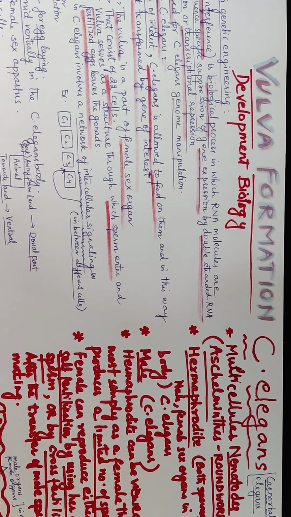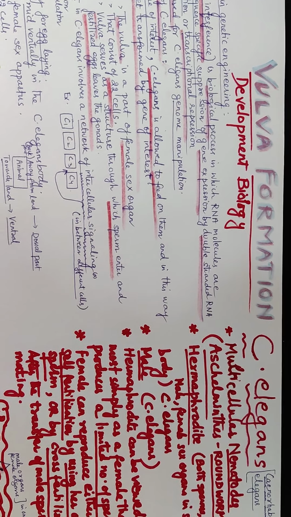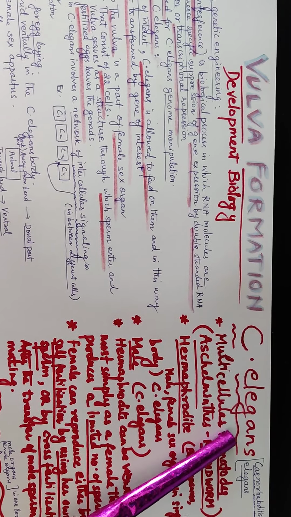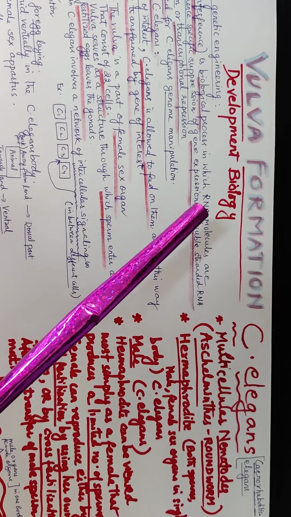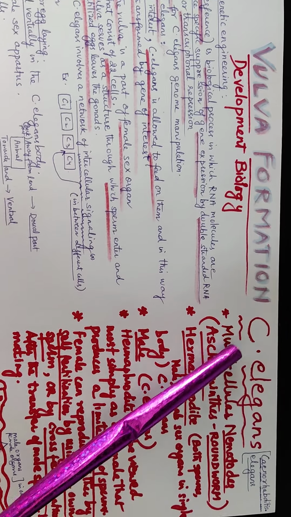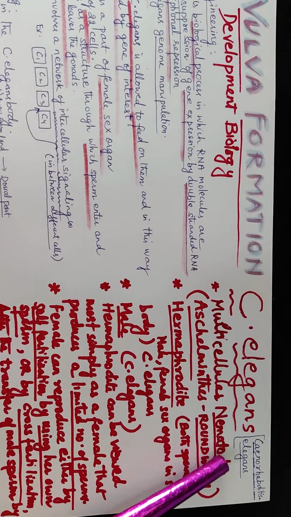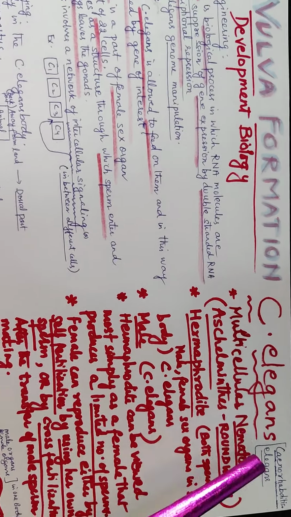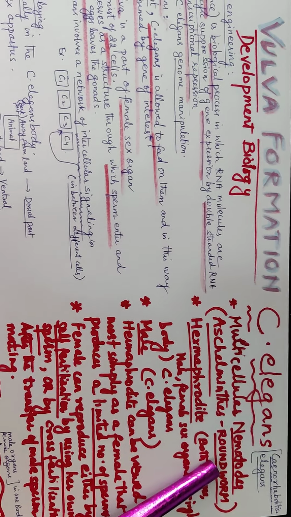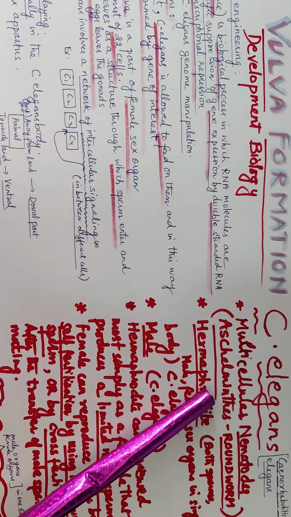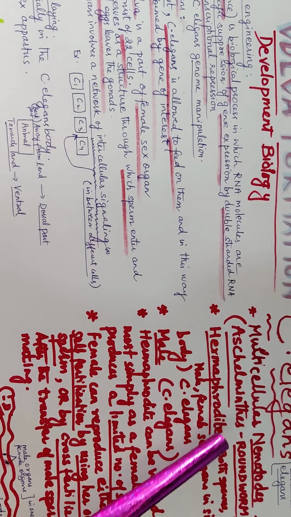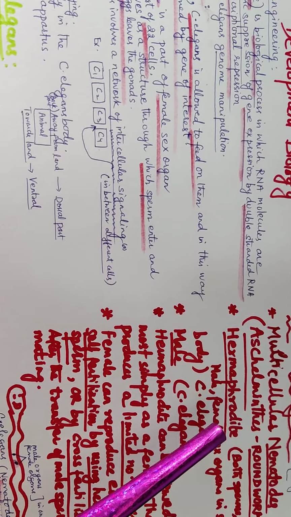Dear friends, here we are going to study about vulva formation in C. elegans. It is an organism and it comes in the topic development biology. Vulval formation in C. elegans, which is also called Caenorhabditis elegans. It is a multicellular nematode. The other name for the nematode is Aschelminthes, and commonly they are called roundworms. They look like a round body shape.